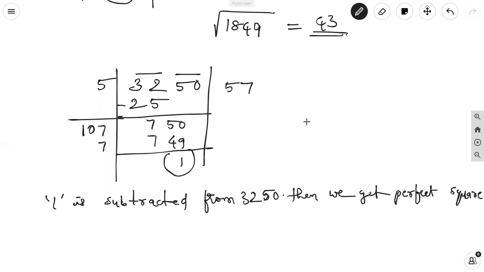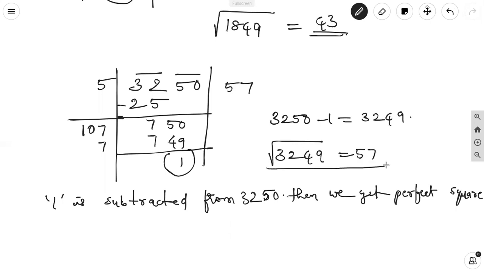That is 3250 minus 1, which is equal to 3249. The square root of 3249 is equal to 57. You can check it by multiplying 57 into 57.